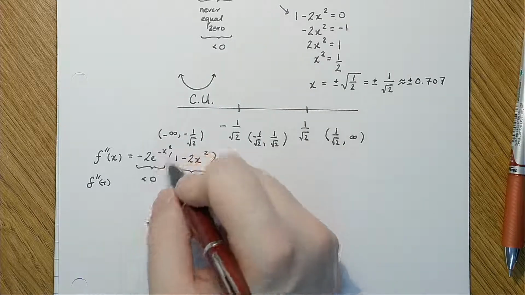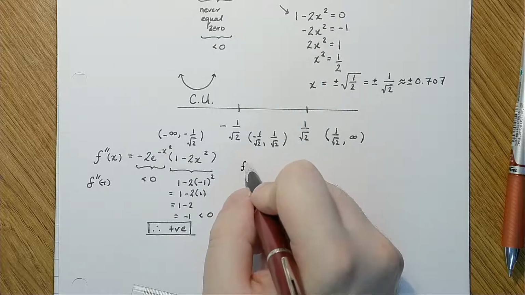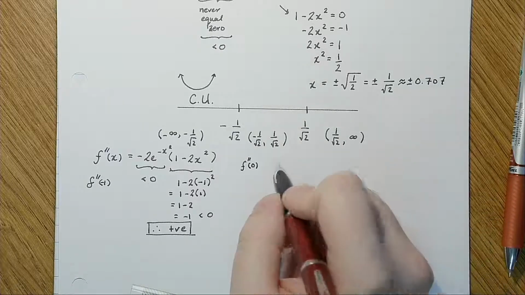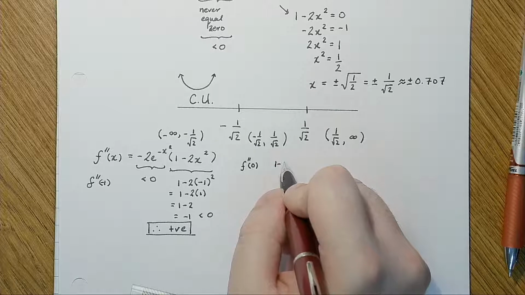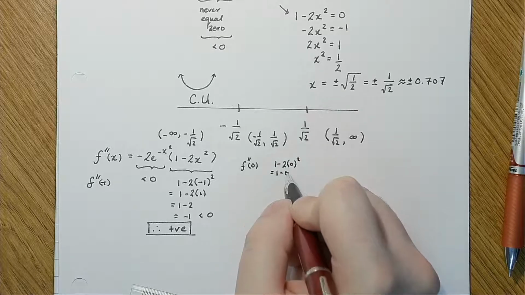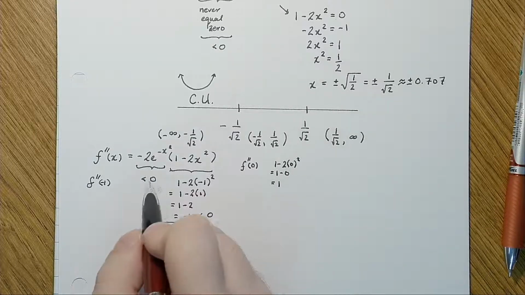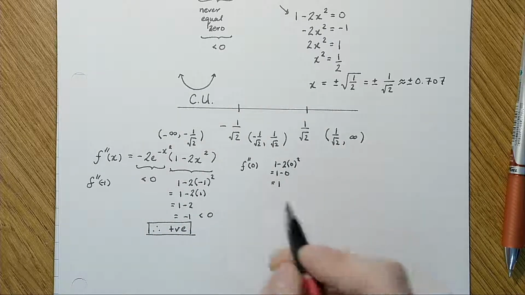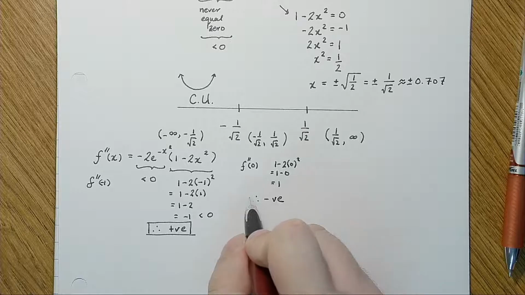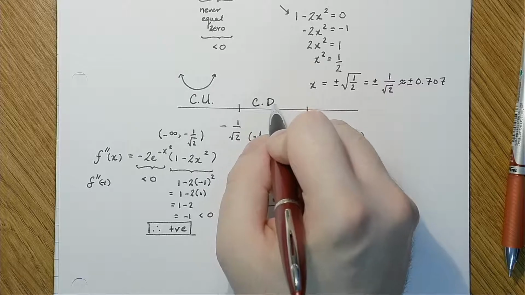Similarly, this will always be less than 0, so I'll just look at, let's say, 0. Then it's 1 minus 2 times 0 squared, 1 minus 0, which equals 1. Now again, I have a negative, negative and a positive, so therefore this will be negative. So that's concave down.